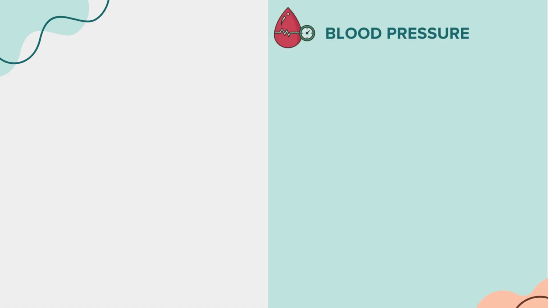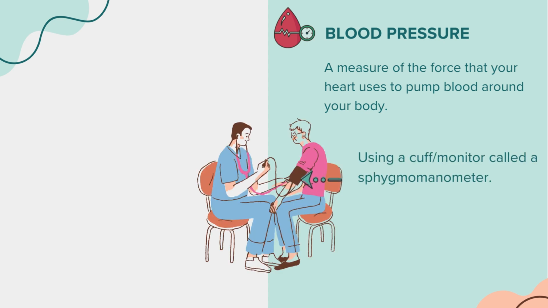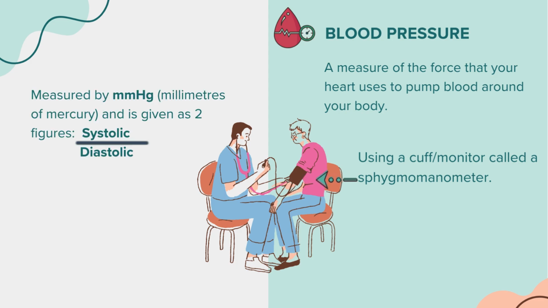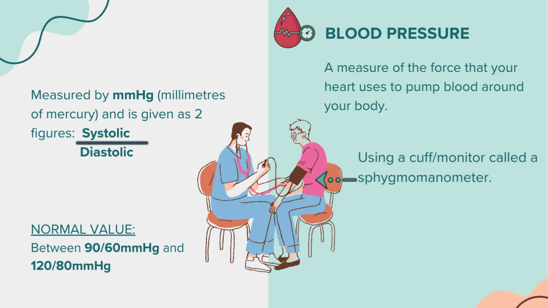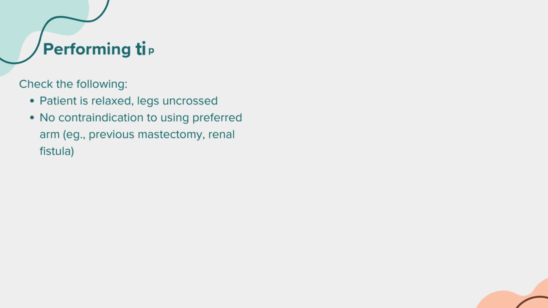Blood pressure is a measure of the force that your heart uses to pump blood around your body. To measure the blood pressure, use a monitor called a sphygmomanometer. The measurement used is mmHg, millimeters of mercury, and is given as 2 figures: systolic, the upper number, and diastolic, the lower number. The normal value for an adult is between 90/60 mmHg and 120/80 mmHg. Performing tips: check the following.